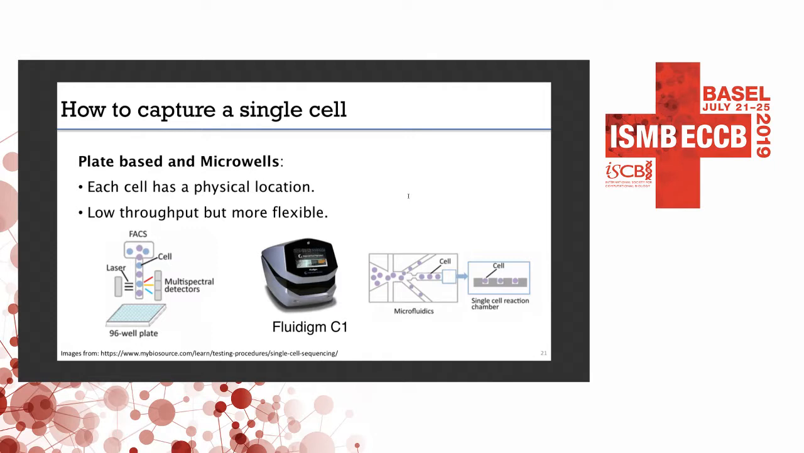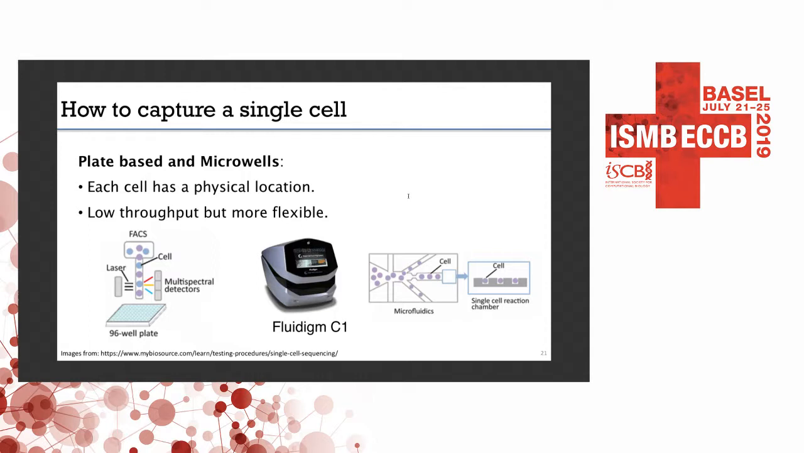The first way to do this was through plate-based microwells. Here's just a 96-well plate where each cell will sit in an individual well. You can use a flow cytometer to sort the cells into these locations. The commercialized version is called the Fluidigm C1, and they sort the cells using microfluidics into one of these individual chambers or wells. Each cell is going to have a physical location, and it's going to be lower throughput, though, because you're only going to be able to do 96 cells on a given plate. But it's more flexible. You can take them out and take pictures of the cells and actually do visual quality inspection, for example.